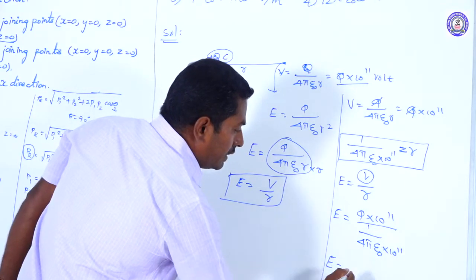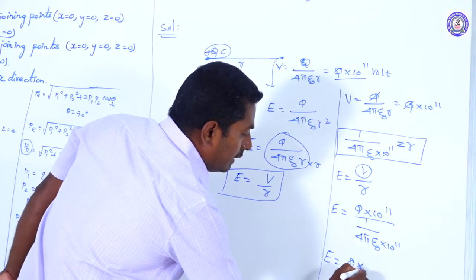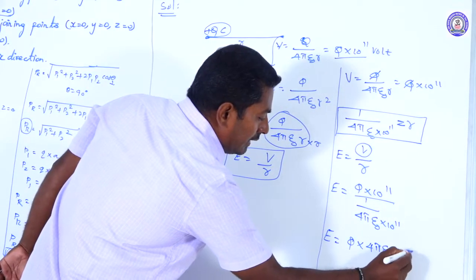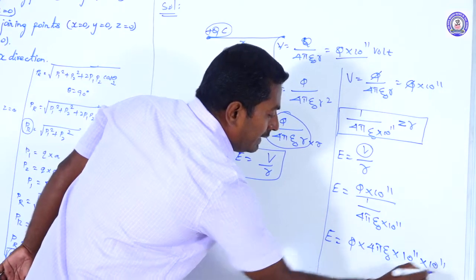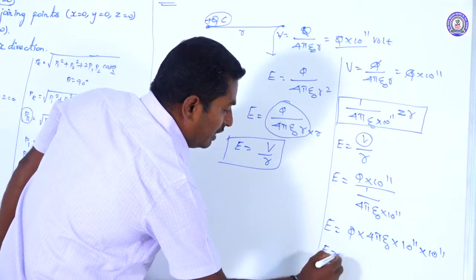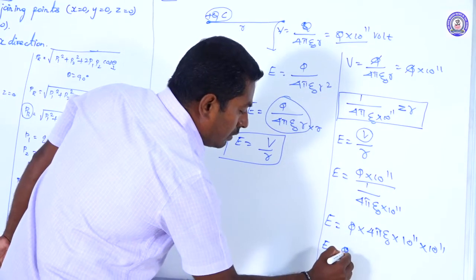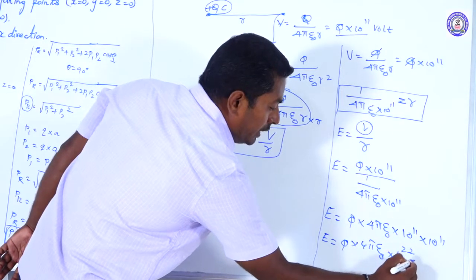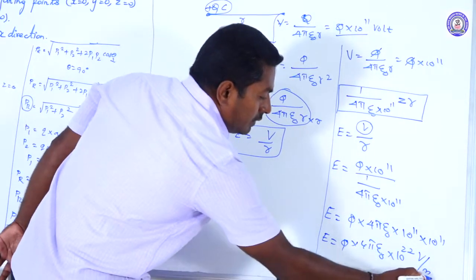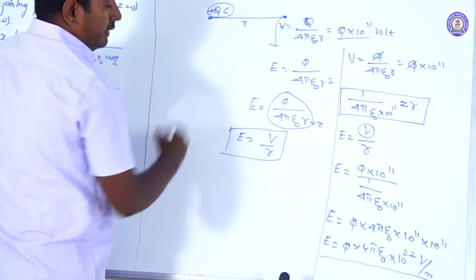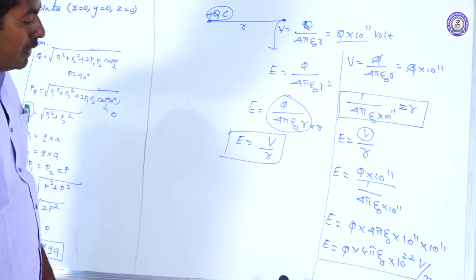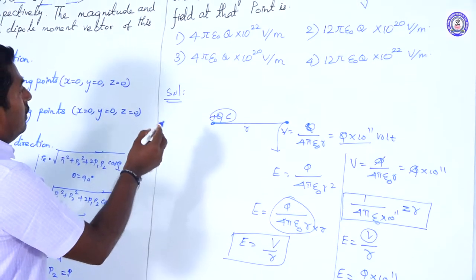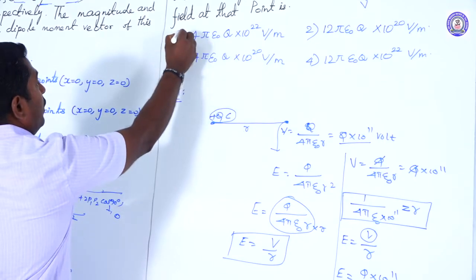Then the electric field intensity at this point is Q into 4 pi epsilon naught into 10 power 11 into, already 10 power 11 is there in the numerator. E is equal to Q into 4 pi epsilon naught into 10 power 22 volt per meter. This is the resultant electric field intensity at this point. First choice.